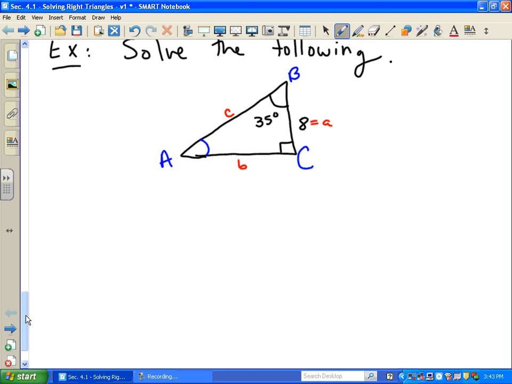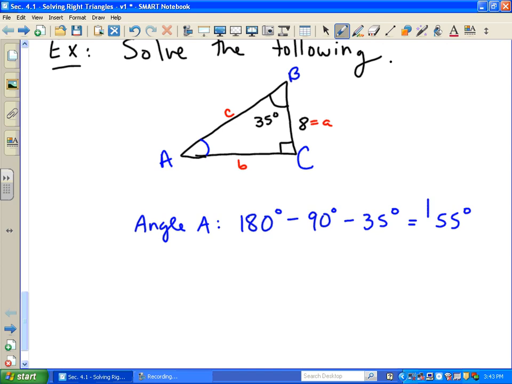So to find angle A, I'll take 180 degrees, subtract off the 90 degrees that we have in one angle, and subtract off the 35 degrees that we've been given for angle B. This will give me the measure of angle A, and this is 55 degrees. So now I have angle A. Now that particular measure is exact. In other words, that's 55 degrees exactly. I can use this particular measure again if I need to.